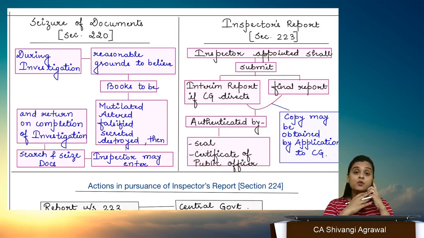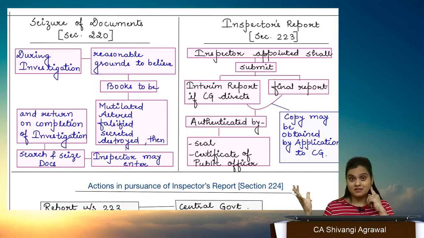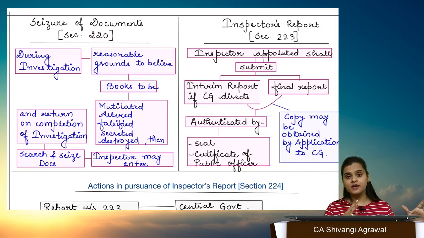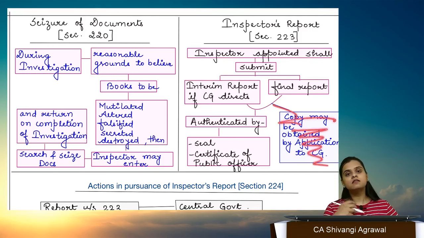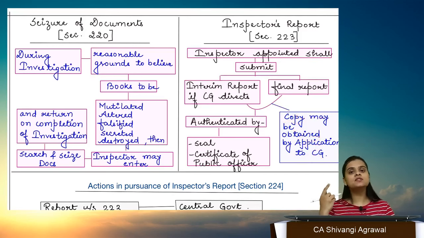Remember, I explained the whole procedure of a public officer in the main class, right? Who is a public officer, how things happen, so that you get that practical knowledge as well. And a copy may be obtained by making an application to central government. So if you want to know the result of this particular investigation, what happened, what was the scope and everything, you can obtain the copy of it by making an application to central government. Central government is going to give you that.